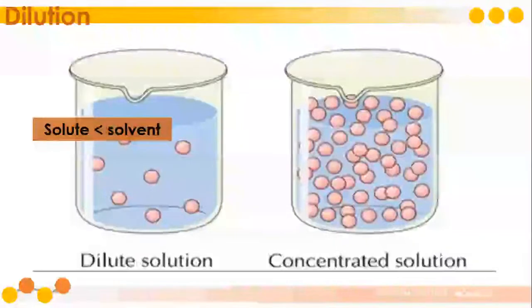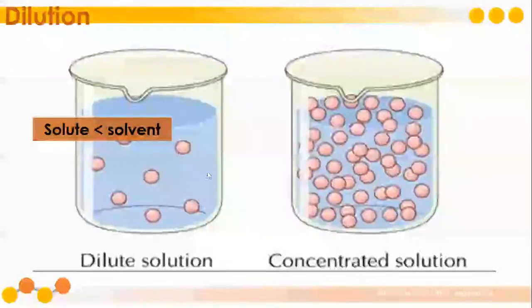Another concept that we have for the ratio of solute and solvent is dilution. We have here two types of solution, which are what we call dilute and concentrated. First, a dilute solution is a solution that has a small amount of solute in a large amount of solvent. In this one, we have so much solvent and very little solute. As you can see here, these pink particles are solute, and we have a lot of solvent in comparison to the number of solute.